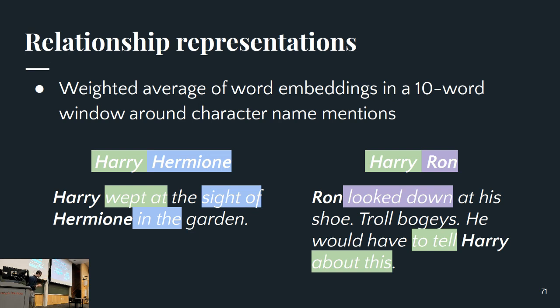So in this little toy example here, we want a representation for Harry and Hermione. We're going to use the word embeddings, in this case a 2-word window, which would be a terrible idea, around character name mentions and take a weighted average there. And then concatenate those together to come up with a relationship embedding, you might say, or vector for this relationship in the particular story. So that's kind of a mouthful in the methods here, but any questions?